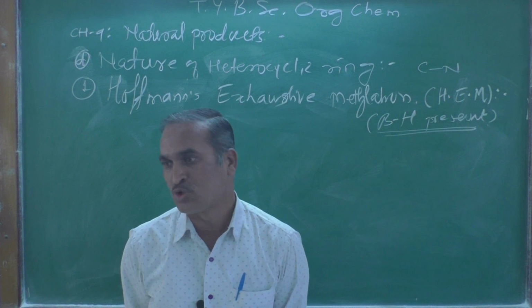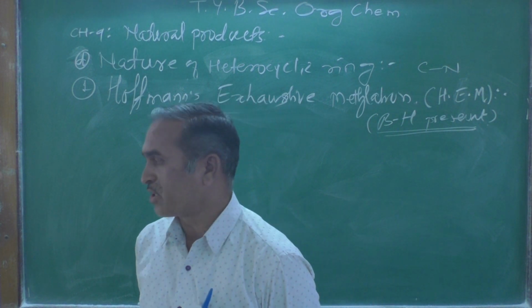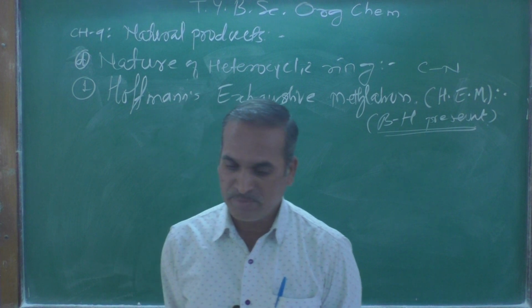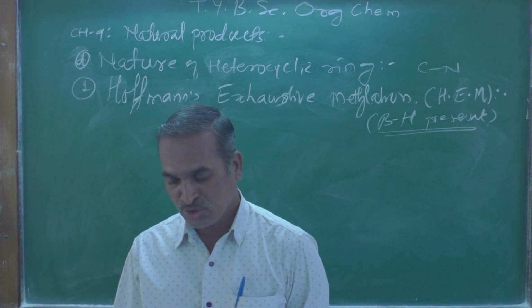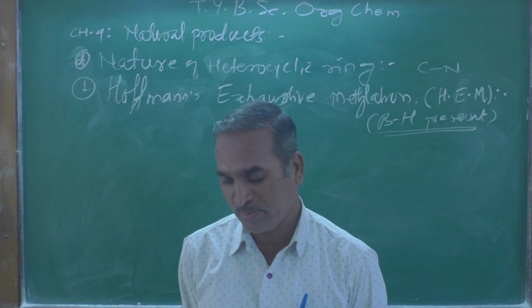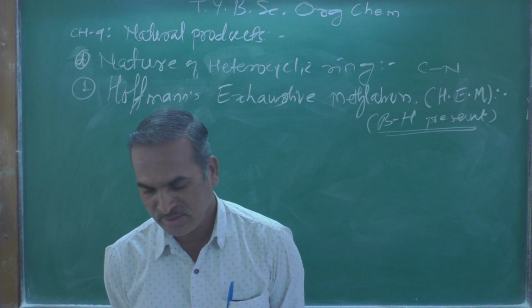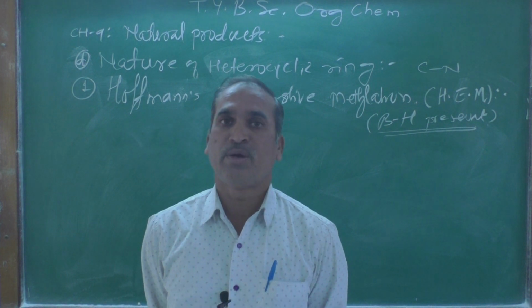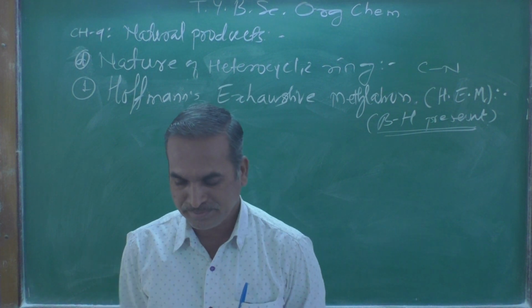It is not useful for the detection. Some other method may be used. So what is that other method? We will see that shortly, but here remember this method is applicable to heterocyclic rings which contain a beta hydrogen atom. Now remember point number 1.